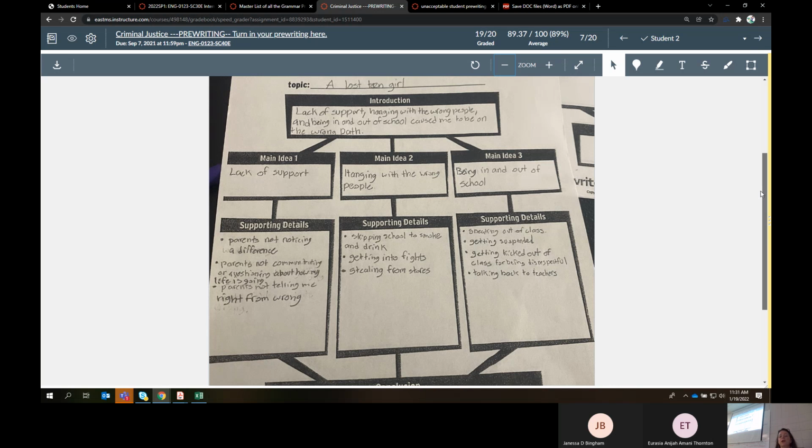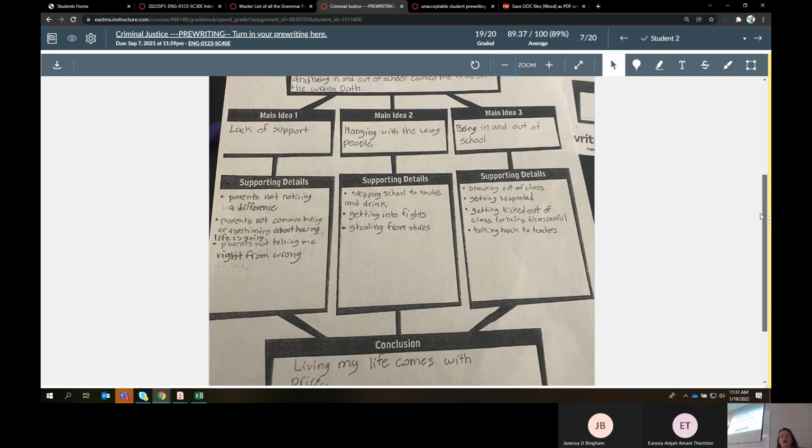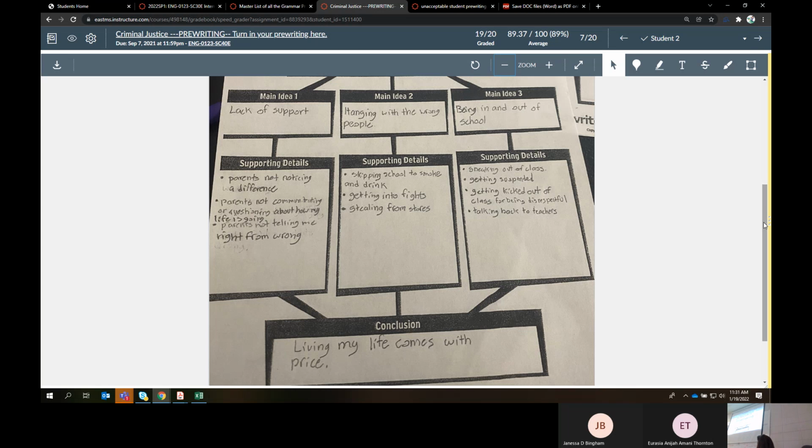What can cause kids to go down the wrong path? Well, having a lack of support. So they're going to put the 3 points up there. The overall topic is what causes kids to go down the wrong path, and then there are 3 points: lack of support, hanging with the wrong people, and not attending school consistently and being in and out of school.